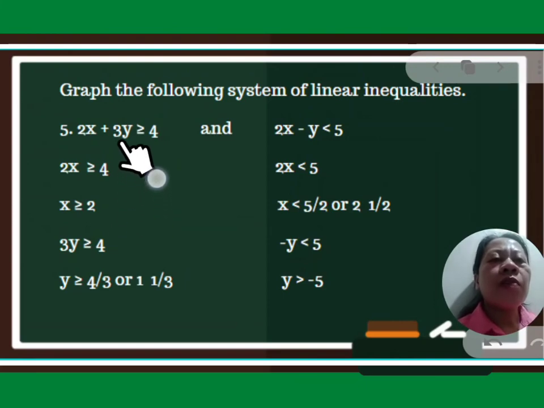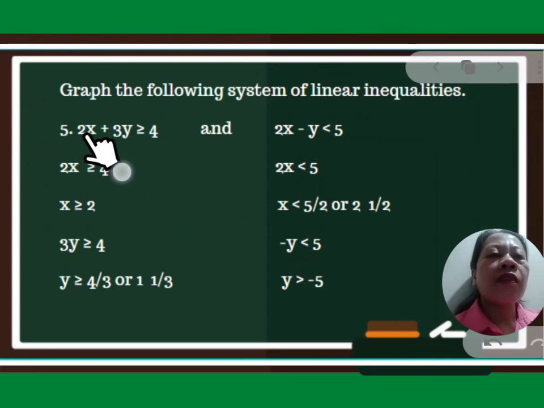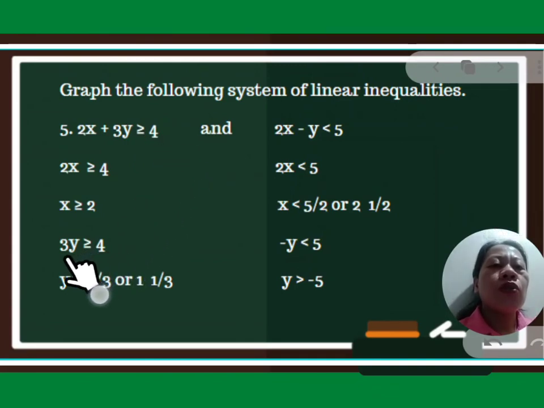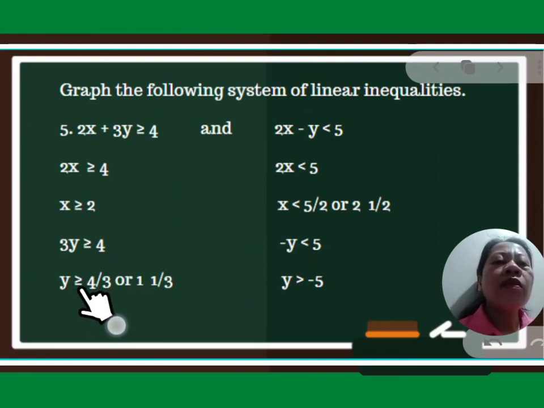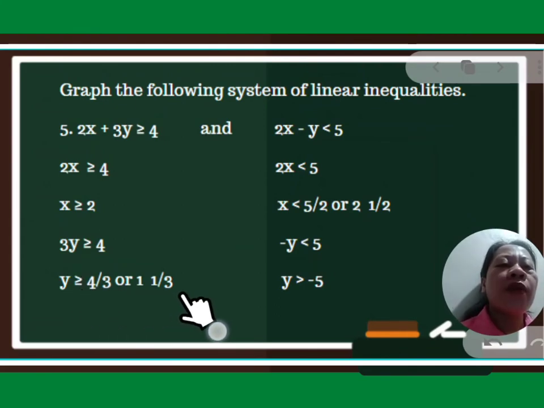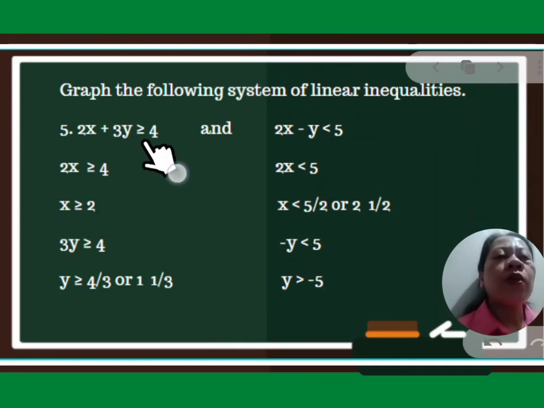For the y-intercept naman, gagawin lang natin 0 yung x. Maiwan lang ay 3y is greater than or equal to 4. And then, i-divide po natin both sides by 3. So, y is greater than or equal to 4 over 3, or y is greater than or equal to 1 and 1/3. Okay, so meron na tayong x and y intercept sa unang inequality.